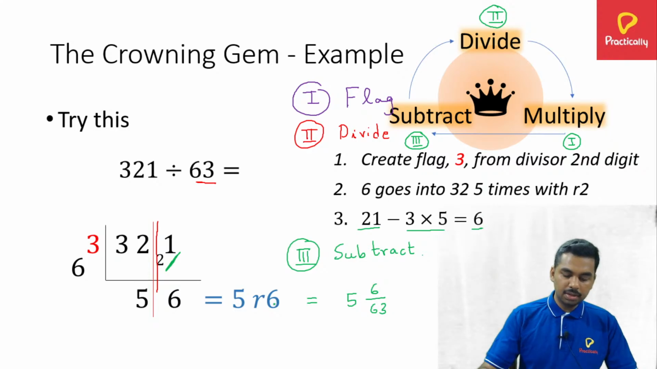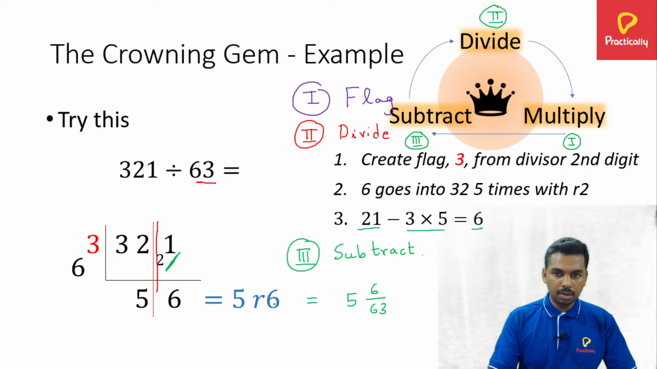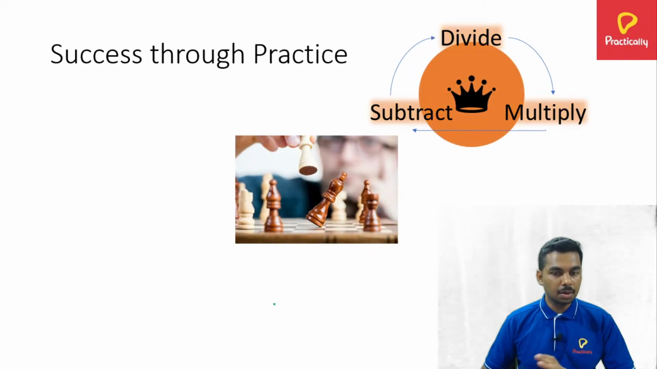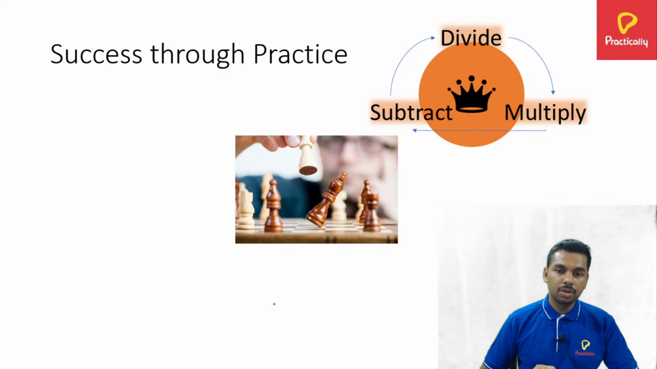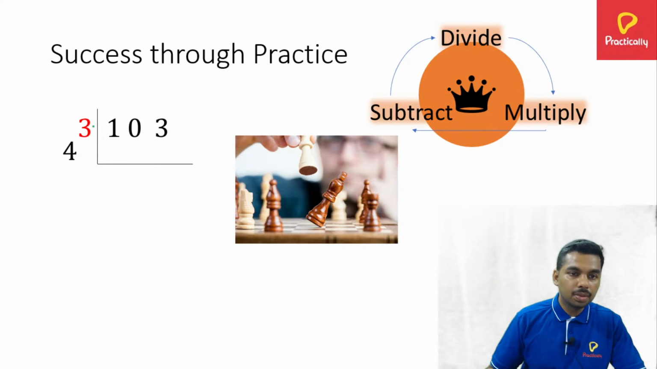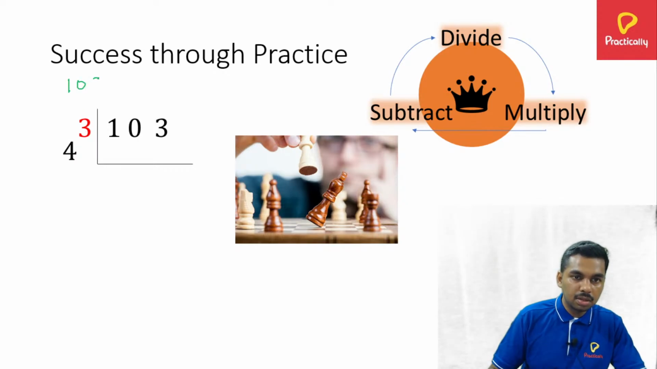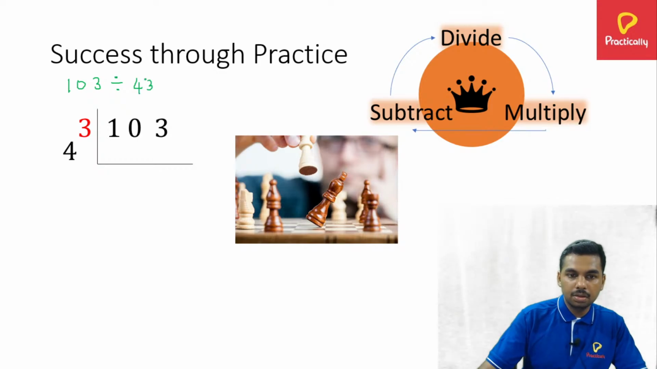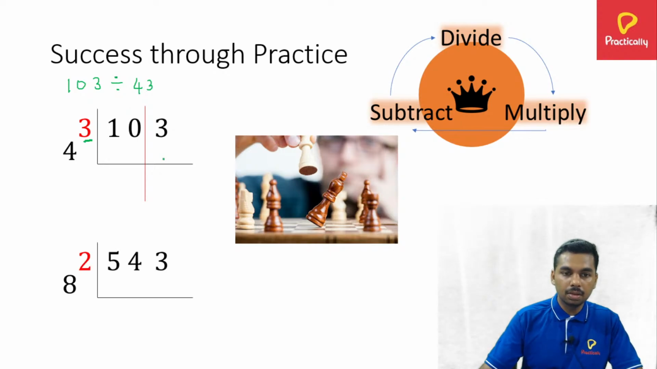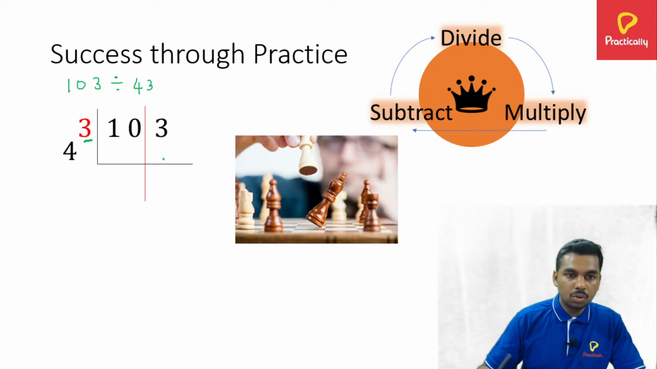So I hope the method is now clear. Let's do some more exercises. These are practice questions for you and we'll try these together. I want to do the problem 103 divided by 43. Let's see how. 3 is first of all marked as the flag number. I put the partition at one position here.